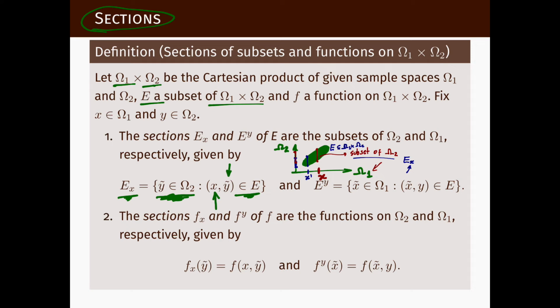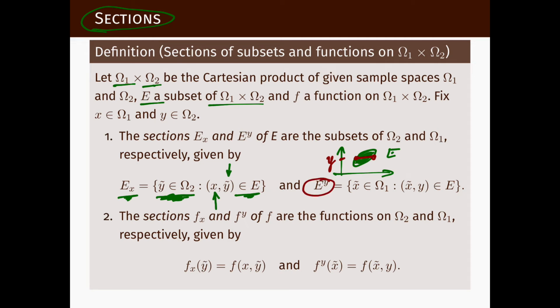And an analogous, or identical, definition will hold for taking this section in the other direction. So we have our set E here, and if we fix a point y in the second space, then now we have a section which is a subset of the first space. And we denote that by E^y.